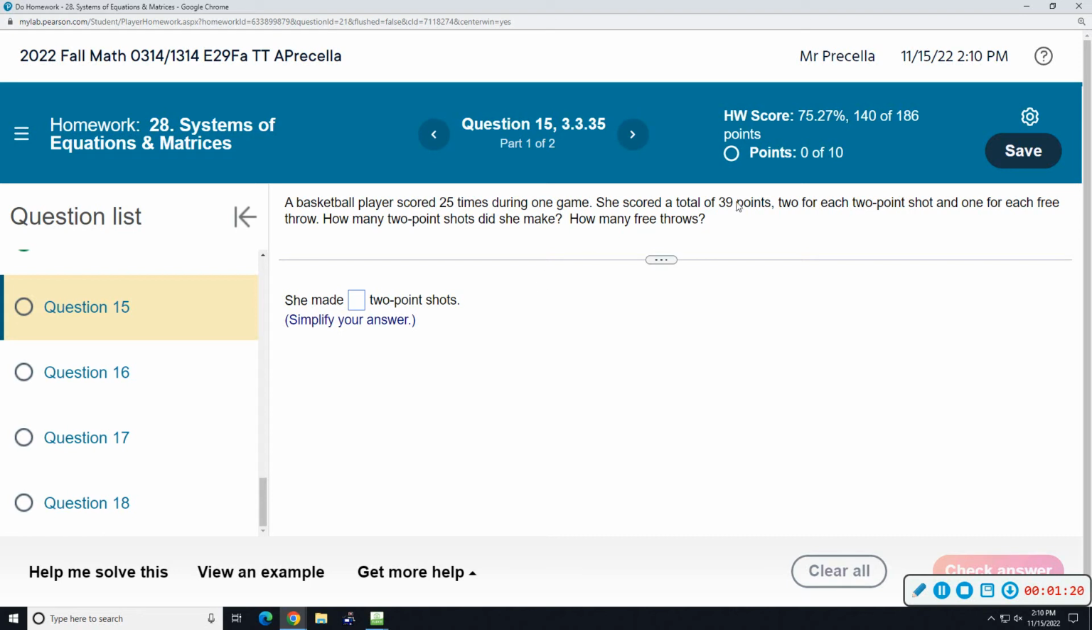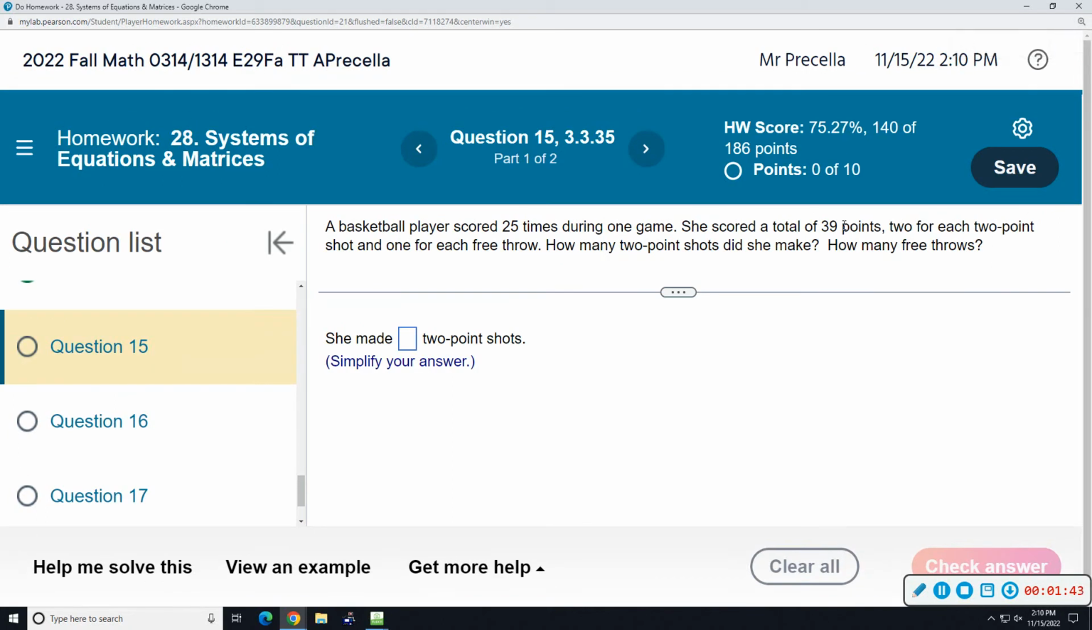Scored 25 times during one game. She scored a total of 39 points. I'm just writing down what I think is important. And she got 2 points for each 2-point throw. That makes sense. And she got 1 point for each free throw. I think that's standard, isn't it? And the question is, how many 2-point throws did she make and how many free throws?